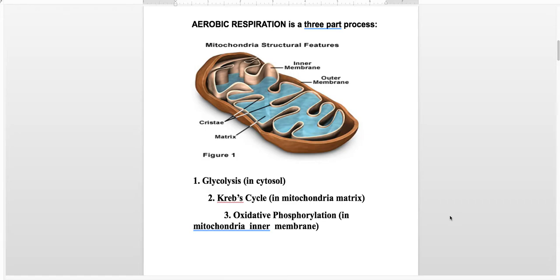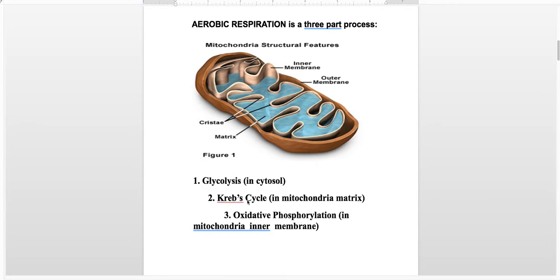All right, now we're going to start getting into the details of the three stages of aerobic cellular respiration, which is cells using oxygen to break down food. It's what we call burning our food, to release the energy from the food molecules, and then using that energy to build ATP so the energy can be stored in ATP.